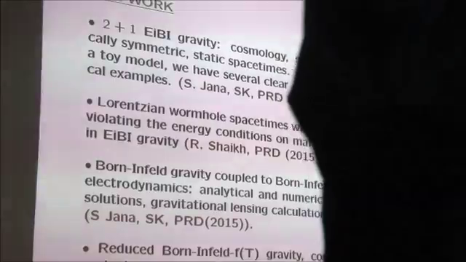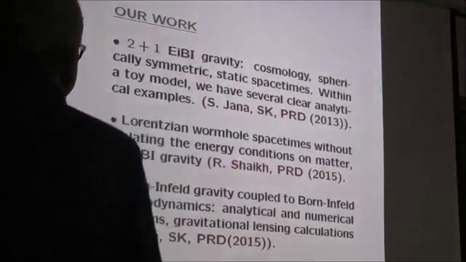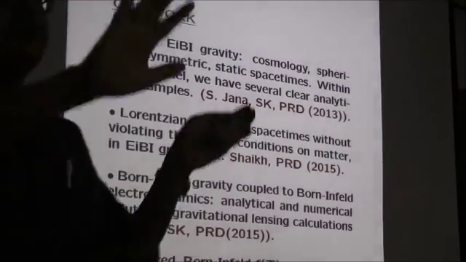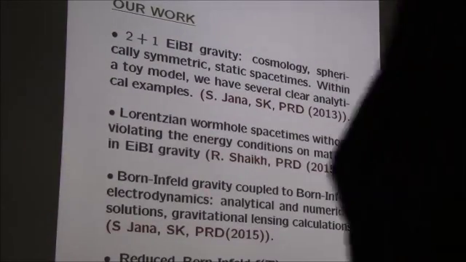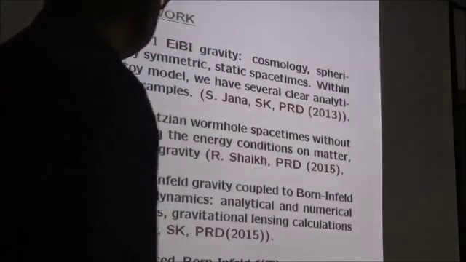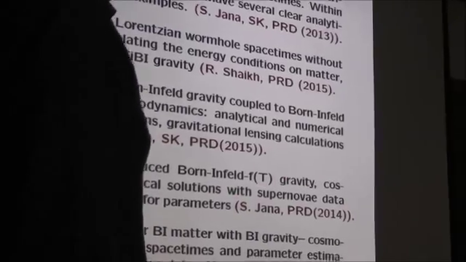And in the next talk, you will hear some of our work in 2+1 Einstein Born-Infeld gravity, where we have some exact analytical solutions. We have something on Lorentzian wormholes, which Rajibul Sheikh has done, where you can do away with energy condition violations in this theory. Then we look at Born-Infeld structures in Born-Infeld gravity and Born-Infeld electrodynamics together and see what happens in that case. There we have an exact analytical solution. We have done gravitational lensing calculations.